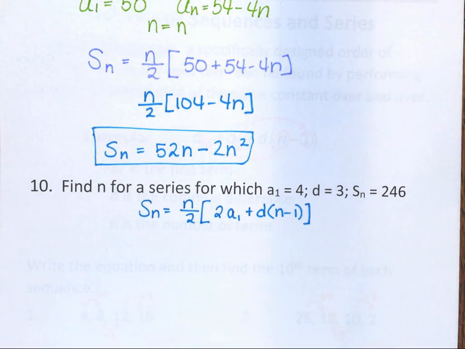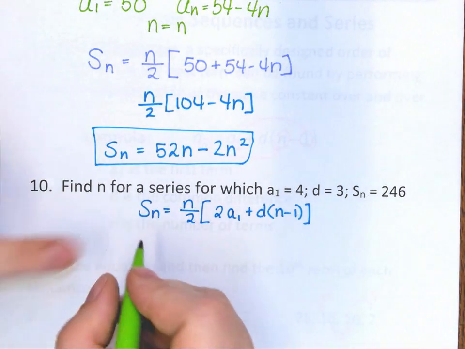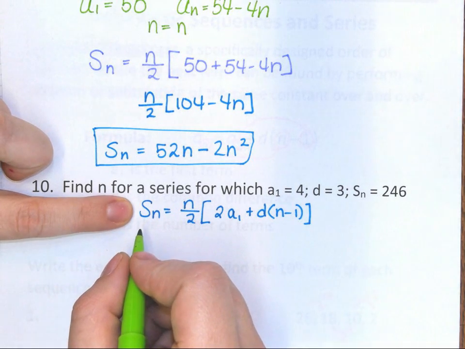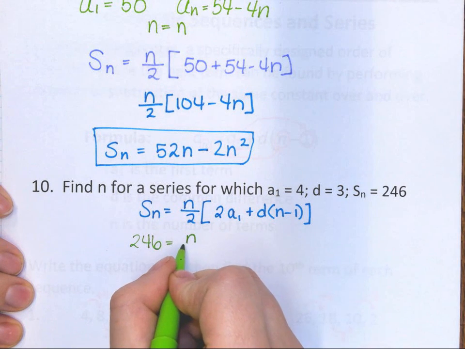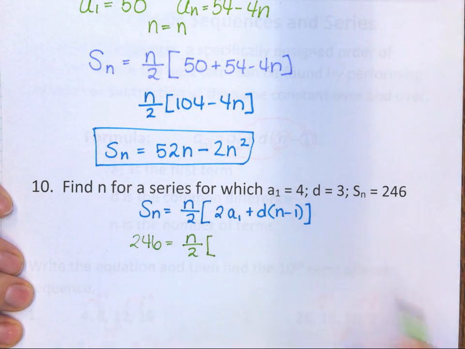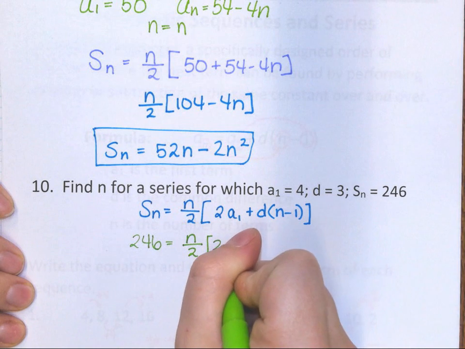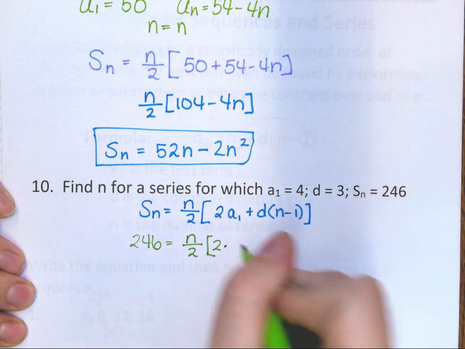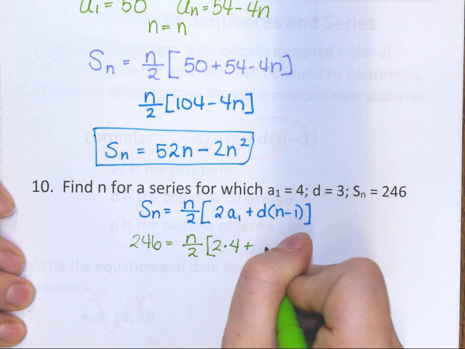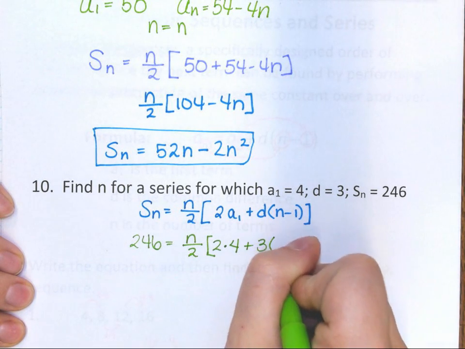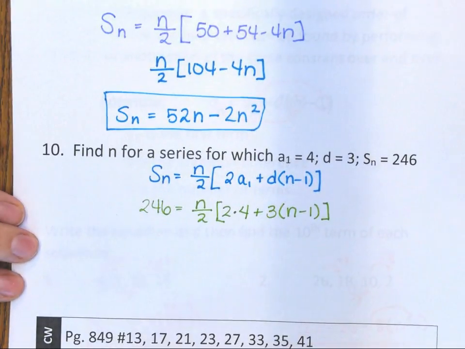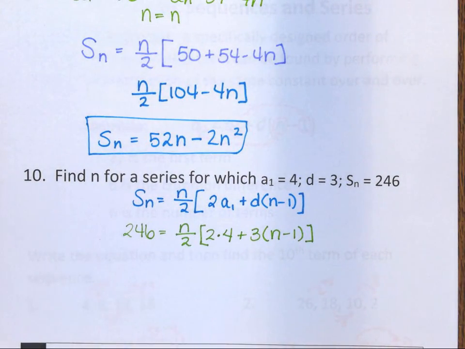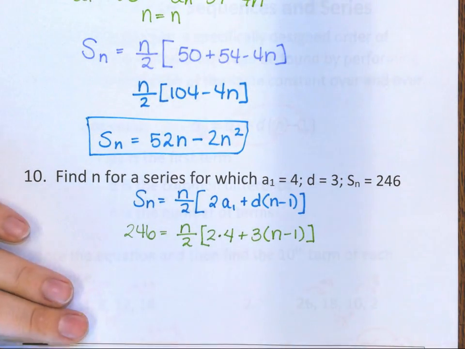Okay? So let's plug into this equation what we do know. So what is the nth sum? 246. We do not know what n is, so I have to keep it like this. What is a sub 1? What is the difference? We still don't know n. So this is what I have. This here is an equation. This can be solved. So that's what we're going to do. We are going to solve this equation.